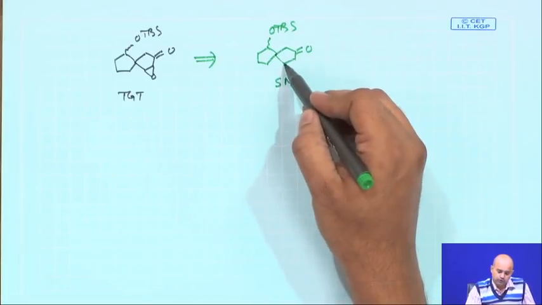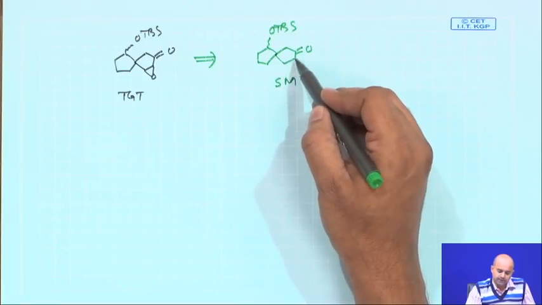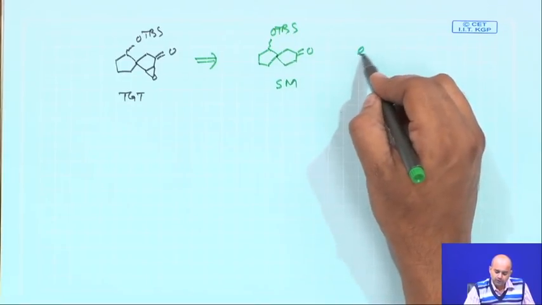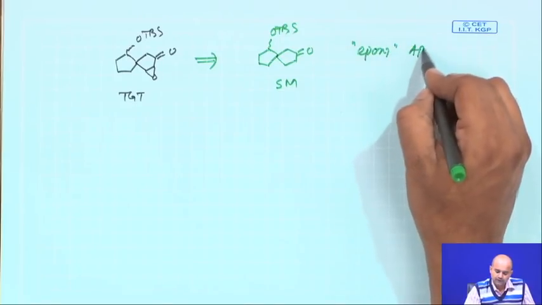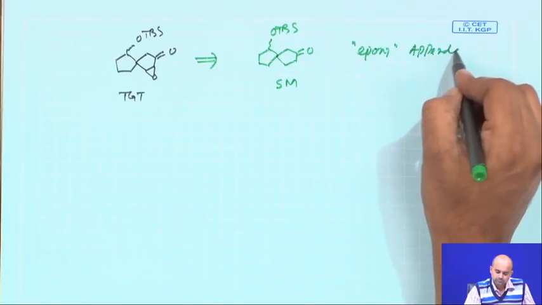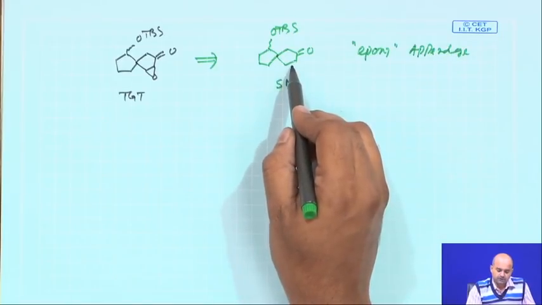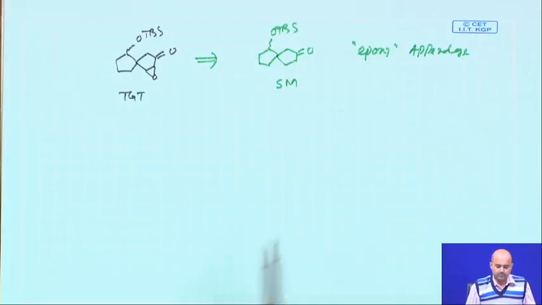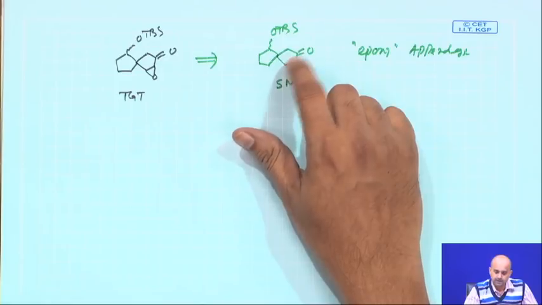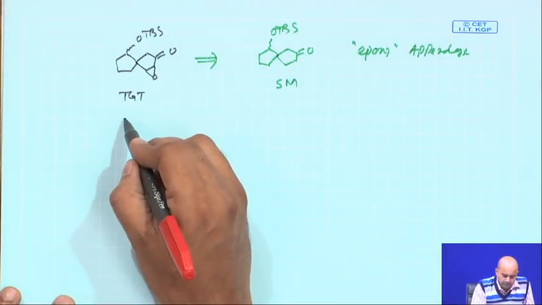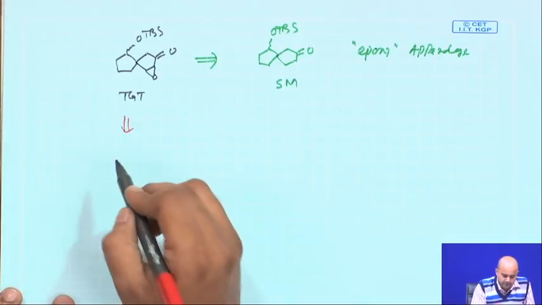you need to introduce an epoxy appendage. So, you need to basically introduce an epoxy appendage at this part of this carbonyl compound. Now, to bring the epoxy appendage, basically you need to create a double bond, a pi bond. So, now let us do the retro.